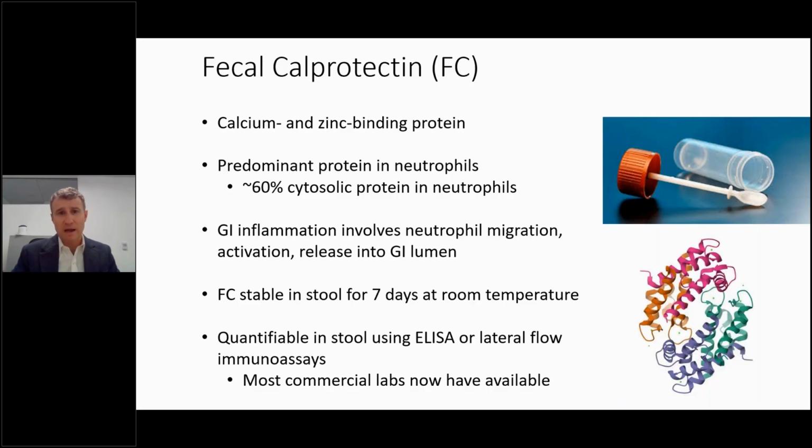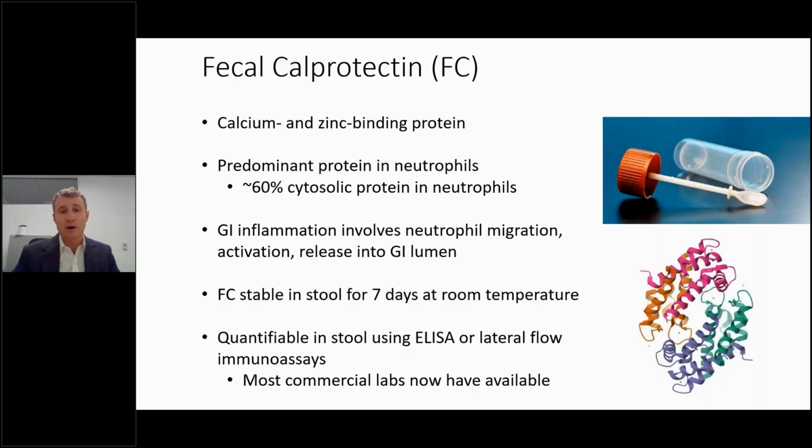So what is fecal calprotectin first and foremost? Calprotectin is a calcium and zinc binding protein. It's actually the predominant protein in the cytosol of neutrophils. Actually, it makes up about 60% of cytosolic protein in neutrophil cells. Gastrointestinal inflammation inherently involves neutrophil migration, activation, and then they release their cytosolic proteins into the gastrointestinal lumen. That fecal calprotectin remains stable in the stool for up to 7 days at room temperature.